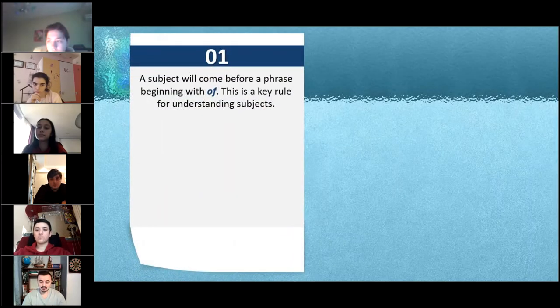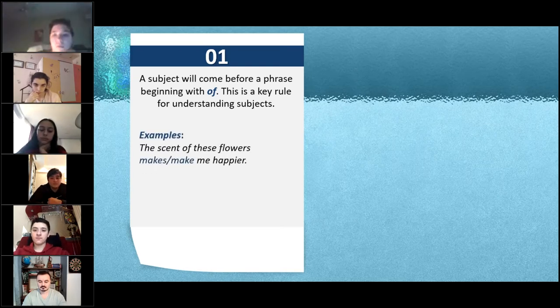Okay, let's learn some rules about subject-verb agreement questions. Oktay? So first one, a subject will never come in a phrase beginning with of. This is a key rule for understanding subjects. Example, the scent of these flowers makes me happier. So, which of them is our subject here? Subject is scent. Excellent. So it's makes. Great. Makes.